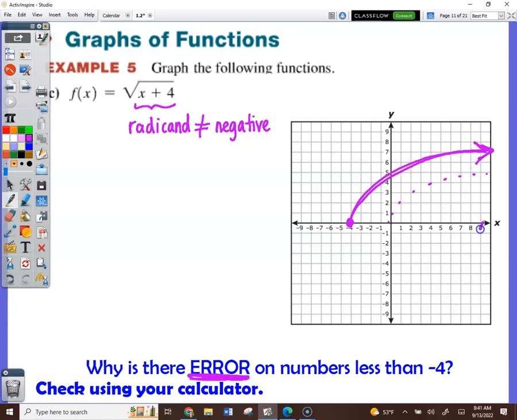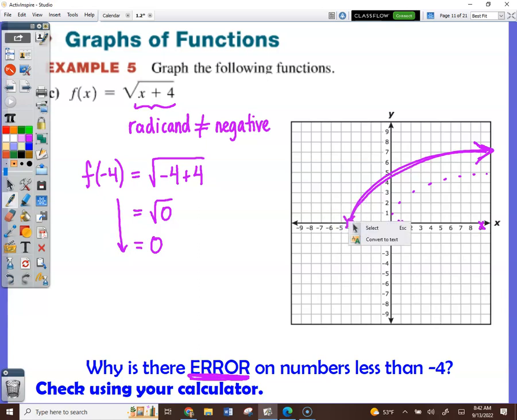Like if I plug 9 in, 9 plus 4 is 13. The square root of 13 can be evaluated, right? It's a decimal. If I plug 1 in, 1 plus 4 is 5. The square root of 5 can be evaluated. If I plug -4 into the function f, it would look like this. -4 plus 4, which is what, y'all? And what's the square root of 0? 0. So can it be evaluated? Yes, which is why it's right here.